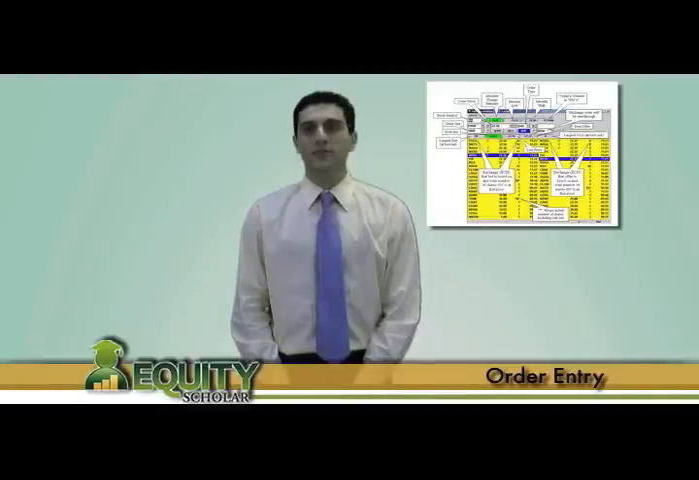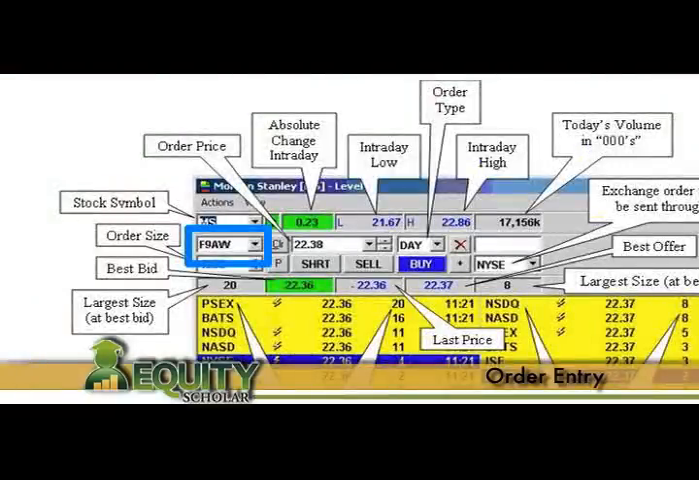So let's go through these one by one. Directly below the ticker symbol is a field which contains the trader's account number, in this case F9AW. Next to that is a field that allows you to set the price you wish to submit your order at. Currently, in this example, the price is set at $22.38, 1 penny above the current ask price.